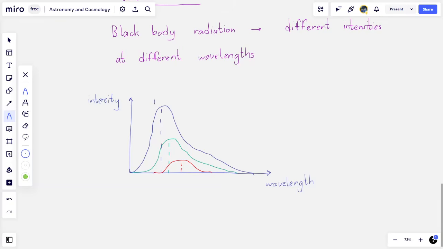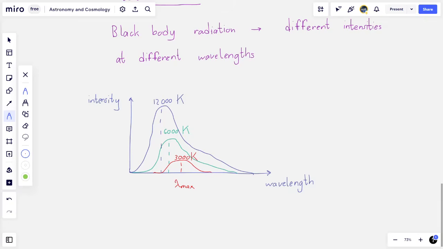And now for blue, this usually corresponds to a temperature of 12,000 Kelvin. For green, this corresponds to a temperature of 6,000 Kelvin. And for red, this corresponds to a temperature of 3,000 Kelvin. So there's a lot of information in this graph. Basically, this wavelength, we'll call it lambda max. Now, lambda max, as you can see, we have drawn the dotted lines, corresponds to the wavelength at which the intensity is a maximum.